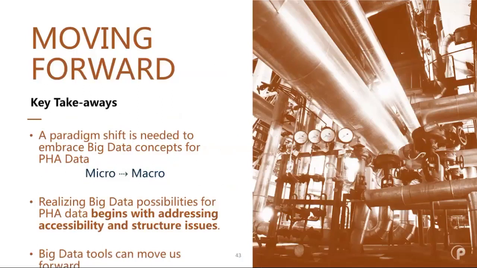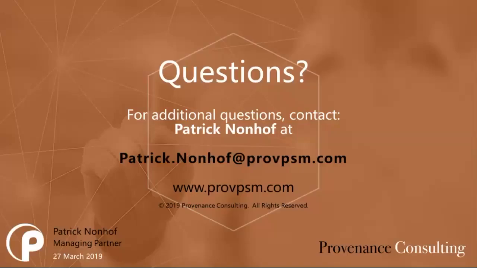So, some takeaways. You really need to have a paradigm shift to embrace big data concepts for your PHA information. No longer think about a snapshot in time, a Polaroid picture, but how can you organize and structure that data, capture that data, so you can zoom in, zoom out, cross-compare between facilities, cross-compare between similar failures, and allow you to come to some results and understanding of what that data tells you. And a lot of big data tools can really help move us forward. The nature of this presentation isn't to come up with an architecture of this big data solution, but to show you that you really need to start thinking differently, because PHA data can fit into a big data picture.